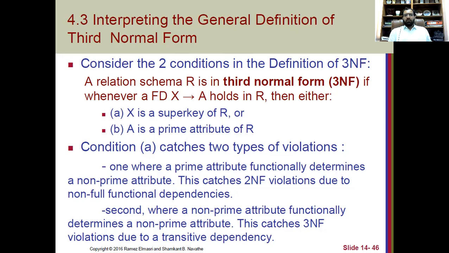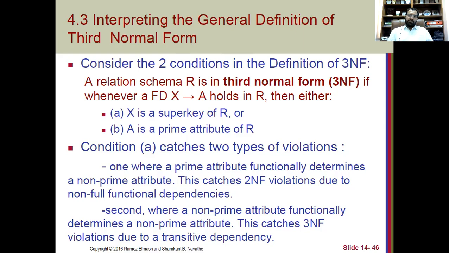A relation R is in third normal form whenever an FD X implies A holds in R, then either X is a super key of R, or A is a prime attribute of R. So there are two possible types of violations. One is where the prime attribute functionally determines the non-prime attributes, which catches the second normal form violation due to non-full functional dependency. That is one possible way. And second is where a non-prime attribute functionally determines a non-prime attribute. This catches the third normal form violation due to a transitive dependency.